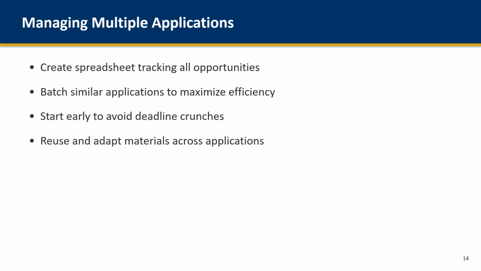Applying to many scholarships requires organizational systems. Create a spreadsheet tracking all scholarship opportunities with columns for name, deadline, amount, eligibility, required materials, status, and notes. This central tracker prevents lost opportunities and missed deadlines.